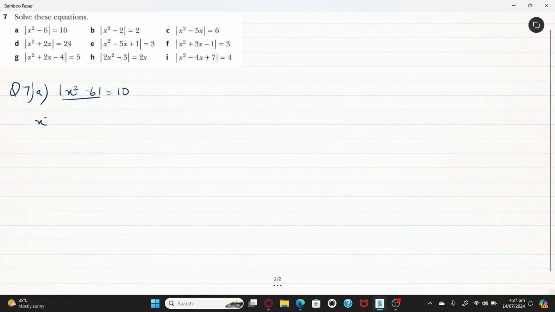So x squared minus 6 is going to be positive 10, or x squared minus 6 is equal to negative 10, and that's going to be applicable for every kind of equation if you want to become independent of the modulus, because right now you're trapped. You can't do anything with this x squared minus 6 until it is independent of this modulus. It's trapped in it.